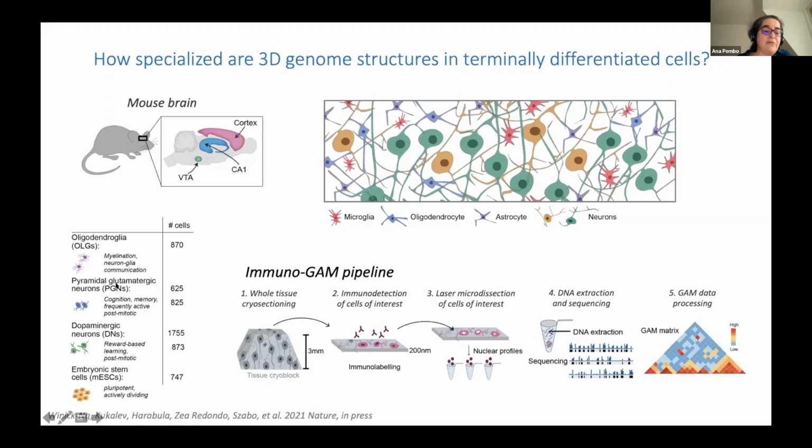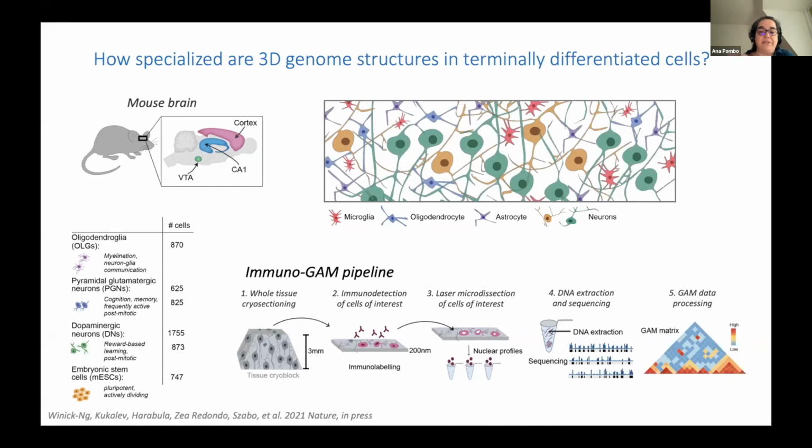We also collected pyramidal glutamatergic neurons. This was from the CA1, and this was work mostly by Isabella Arabula in the lab. And we worked also on dopaminergic neurons. This was mostly Warren Winnicknig from the lab. And we integrated the data with embryonic stem cells, which we had collected previously. And this was work by Robert Bigri. And so we collected this data.